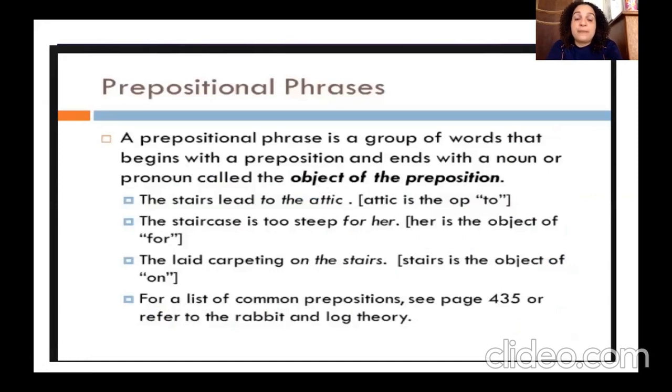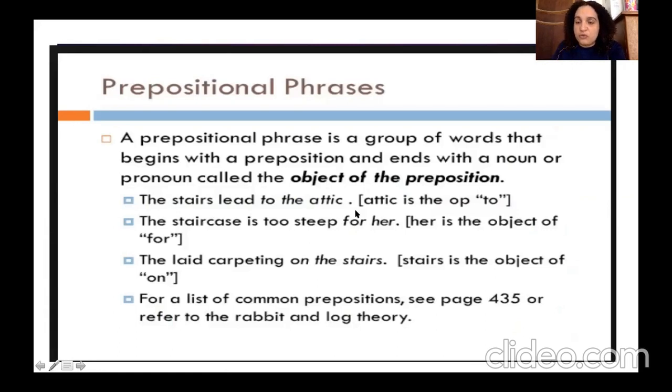So now we're talking about prepositional phrases. What are prepositional phrases? A prepositional phrase is a group of words that begin with a preposition. It's very important. They always begin with a preposition, and they end with a noun or a pronoun that we call the object pronoun. So for example, if I say the sentence, the stairs lead to the attic.